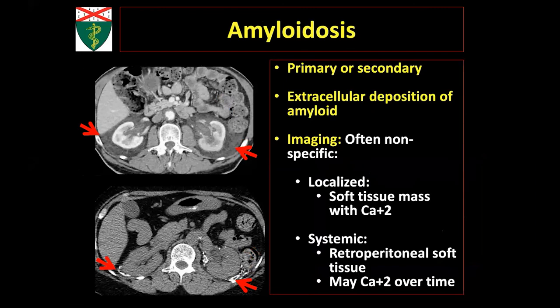Amyloidosis is very, very uncommon. It may be primary or secondary. It's due to extracellular deposition of amyloid, and the imaging findings are going to be nonspecific. It can be localized, where you see a soft tissue mass with calcifications, but that's not really going to help you. Systemically, it can involve the retroperitoneum, where again, you see retroperitoneal soft tissue that over time could calcify. But again, a very, very tough diagnosis to make prospectively.